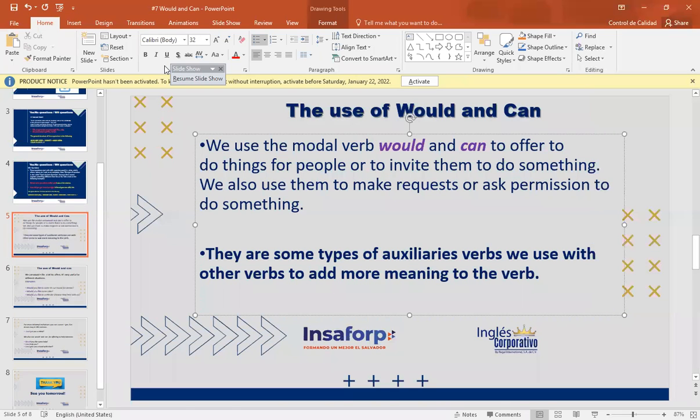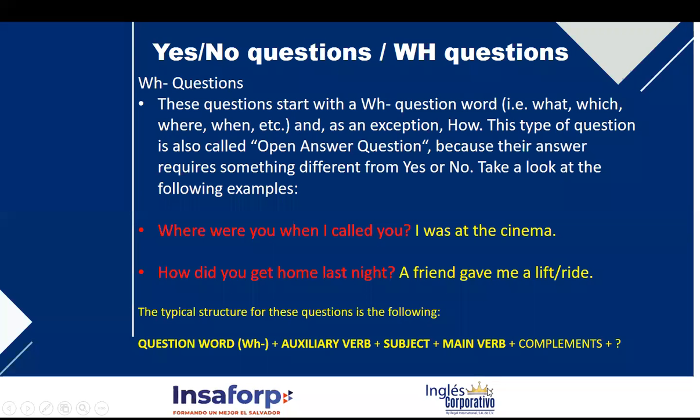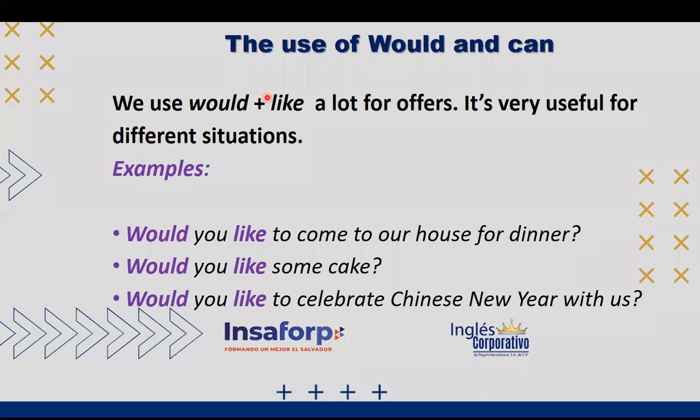So let's see some examples. Okay, let's see. We use would plus like a lot for offers. It's very useful for different situations. For example, as I was telling you, we use would to make an offer, to request, and to invite people to do something. For example, in this sentence, would you like to come to our house for dinner? Then we have, would you like some cake? Would you like to celebrate Chinese New Year with us?